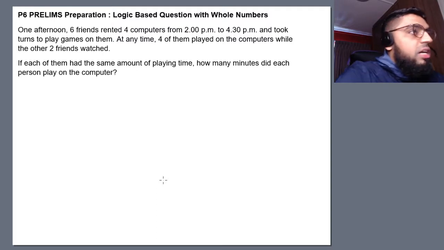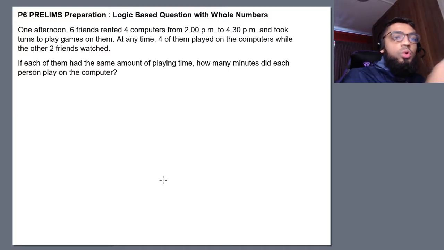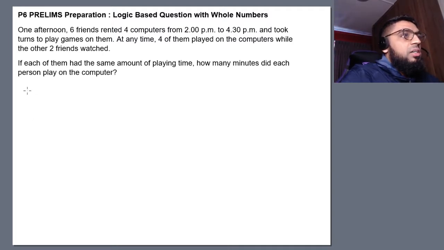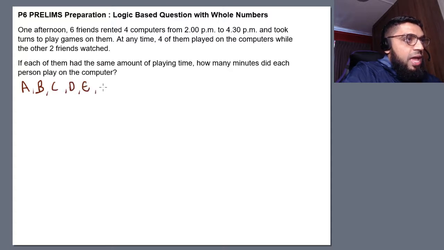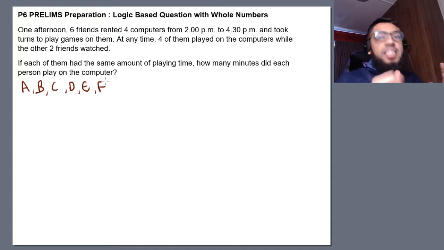The first thing we've got to ask ourselves is how are they playing the computers? Who is playing first? Who is playing next? Who is playing in the third round, for example? I don't have the 6 friends' names, but I'm going to name them A, B, C, D, E, and F. 6 people. Let's say Ali, Bala, Charlie, Dennis, Alice, and Frank. So these are the 6 friends who have rented the computers.